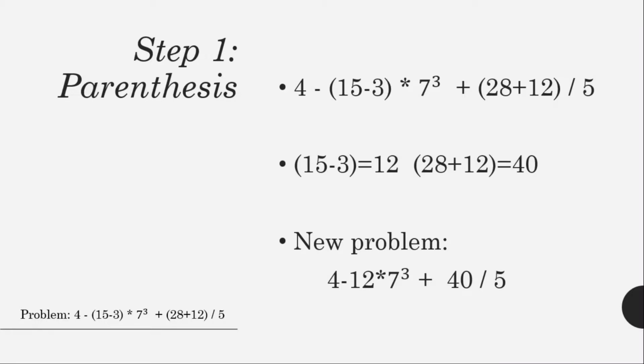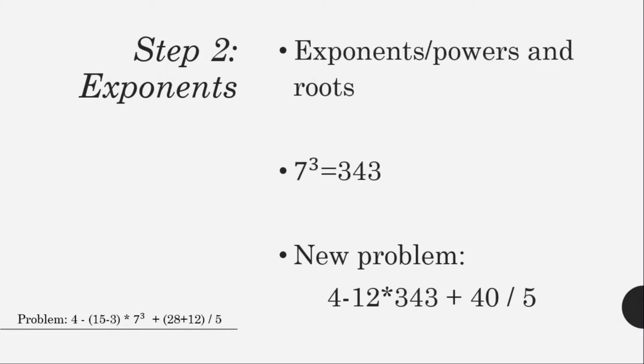Now we write these answers into our new expression. We have our original problem down here in the bottom left corner to remind us of where we started. Step 2 is exponents. Remember that exponents are also sometimes called powers. This step is where you would also do roots, such as the square root of 9, but we've not gotten into those much yet. The exponent we have in this expression is 7 to the 3rd, or 7 times 7 times 7, which equals 343.